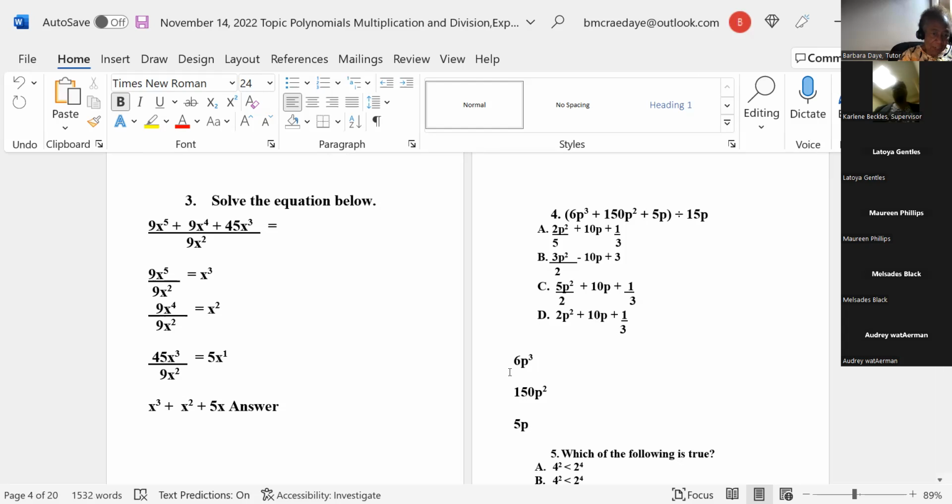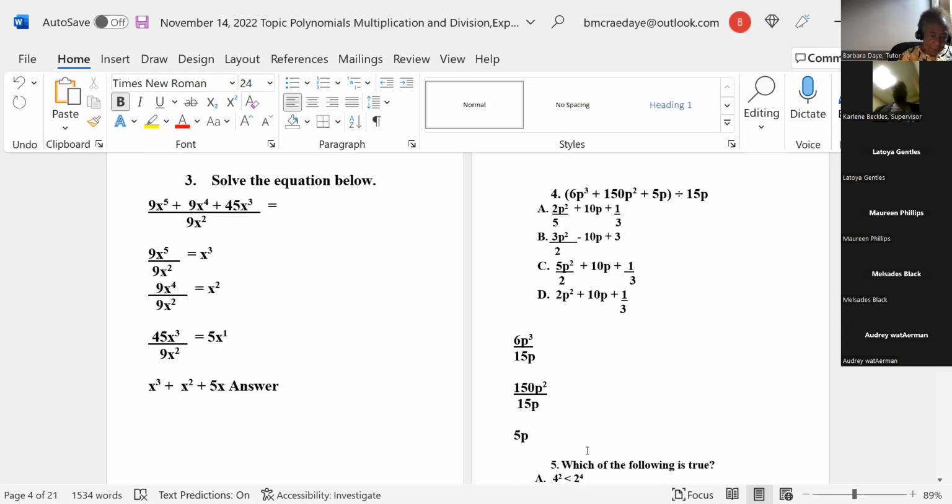Now put that 15p under each one of these monomials. Okay, so that's 15p under each of them. Yes, under each one of them. Okay, let's bring that down. There we go. Put 15p under this one. And I want you to tell me what the answers are. And the last one, the 5p over 15p.